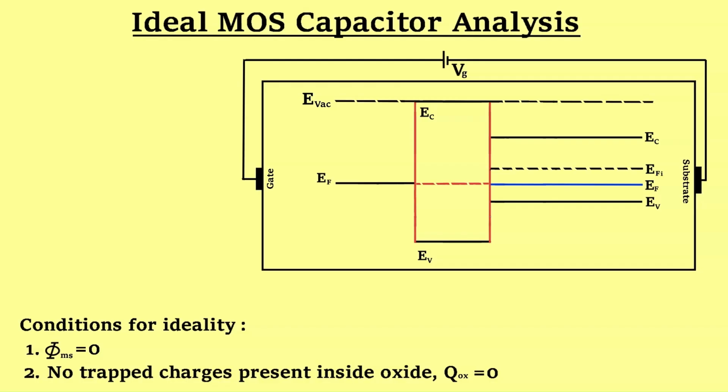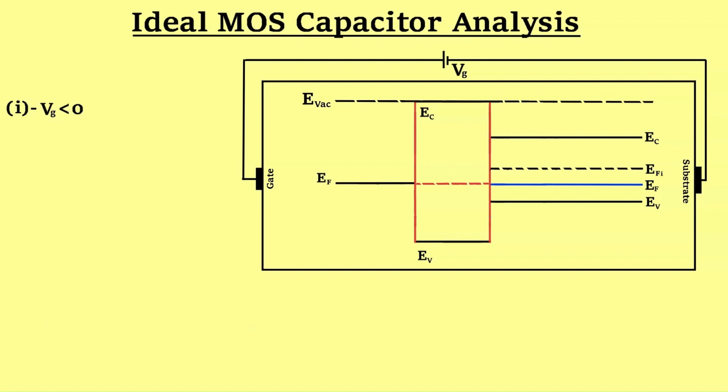This is the most important lecture of this unit. In the previous lecture, we have seen what are the conditions for ideal MOS capacitor. In this lecture, we will see what happens when an external voltage is applied across ideal MOS capacitor. Our first case is when the gate voltage is negative.